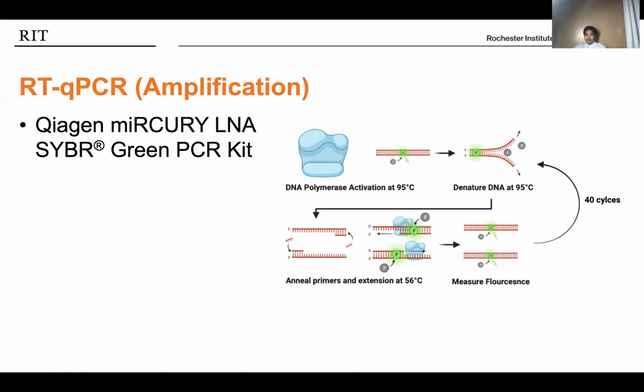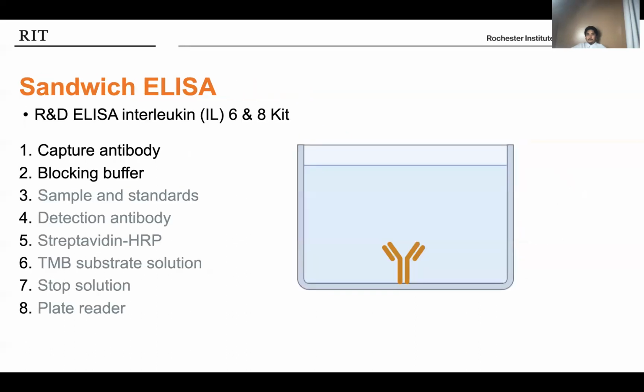For the final step, the data we want is the CT value. The CT value is the number of cycles it takes to reach a certain level of gene expression, which is measured through the SYBR Green fluorescence. We can then calculate the relative fold change from here.